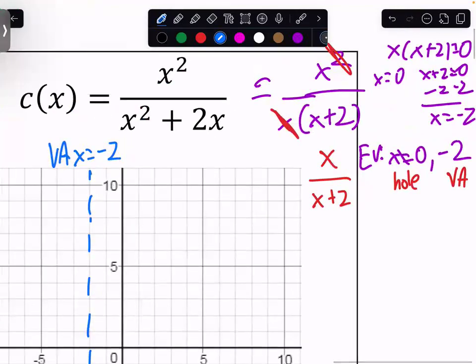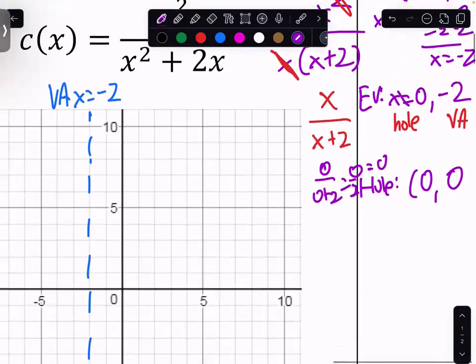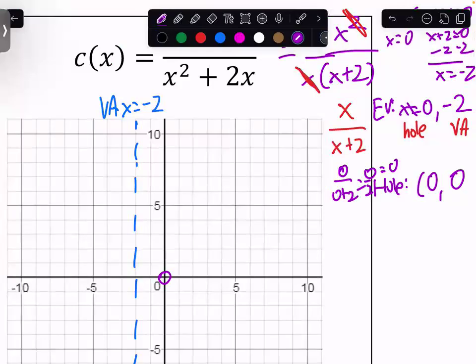And then for the hole, the x coordinate is that excluded value. And to get the y coordinate, you substitute it into the simplified form. So the y coordinate is also 0. Okay, so you have a hole at the origin.